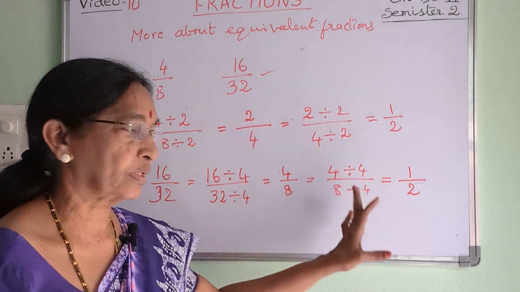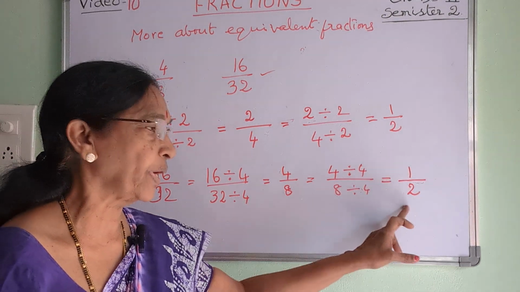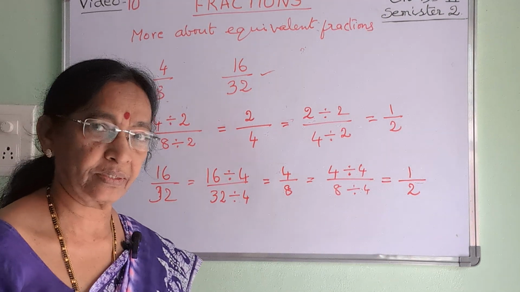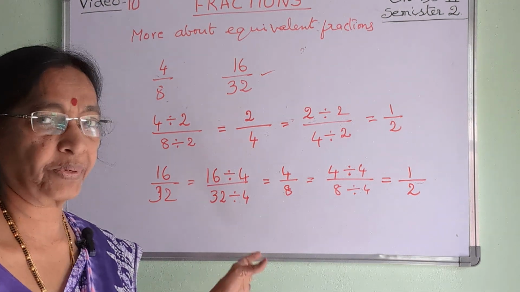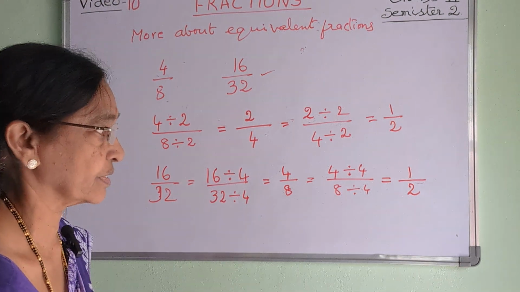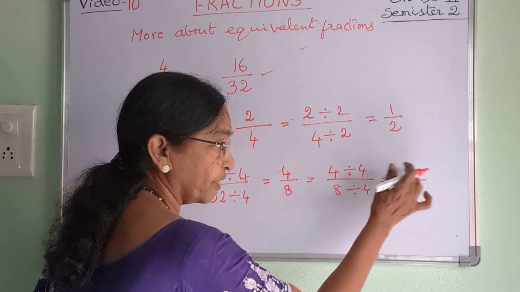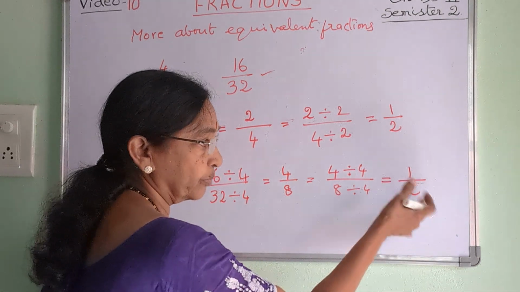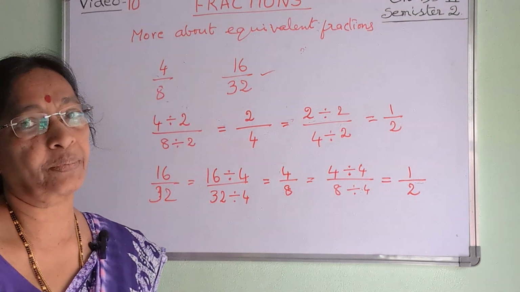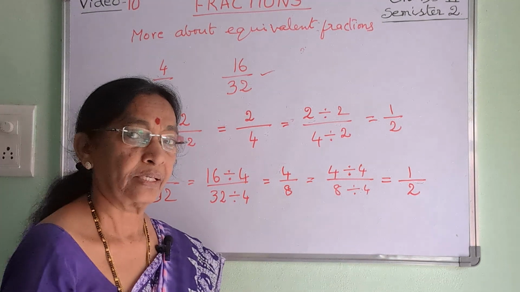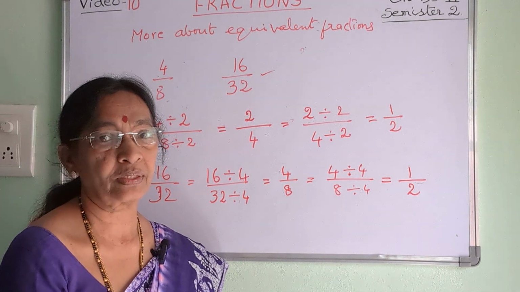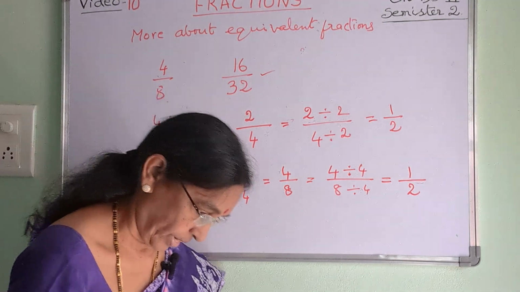Among all these equivalent fractions, 1 by 2 is the simplest form of the fraction. Because we cannot simplify it further, we cannot divide both the numerator and denominator by the same number. Such a fraction is called the simplest form of the fractions.